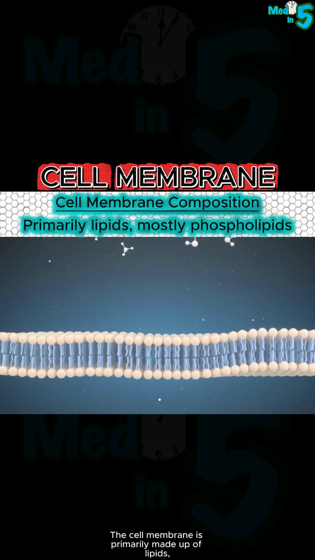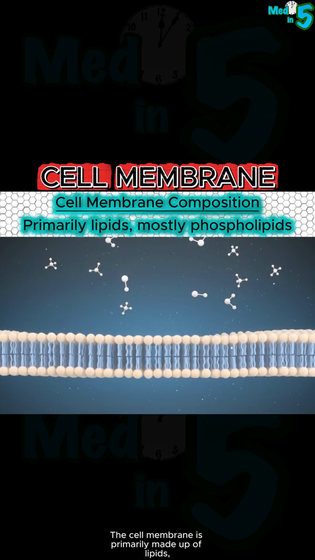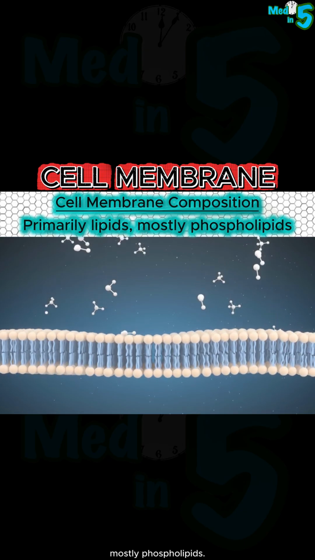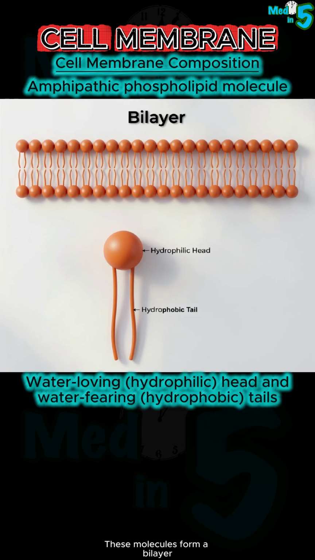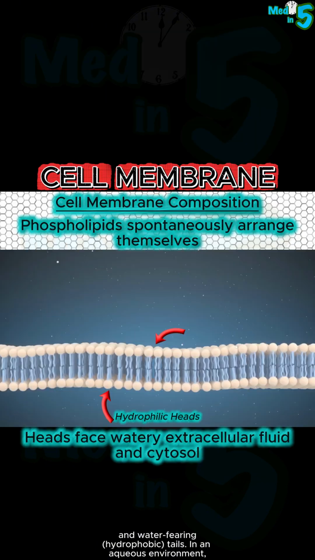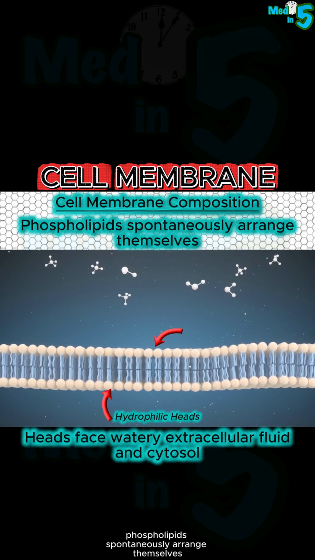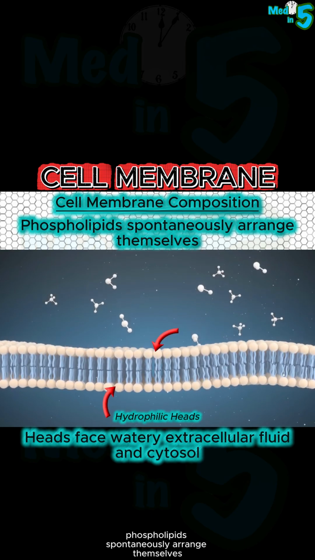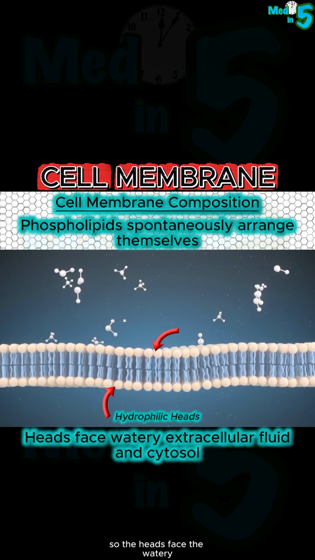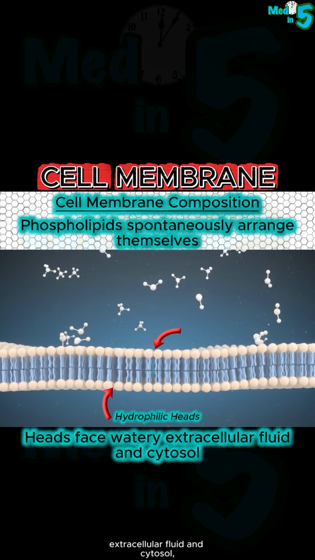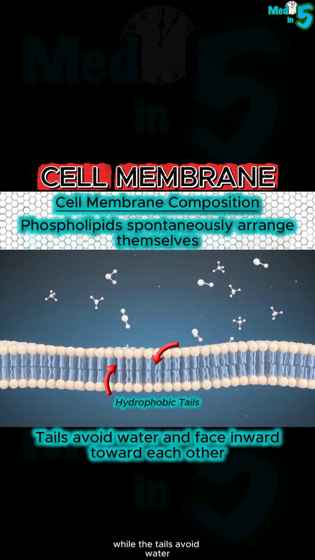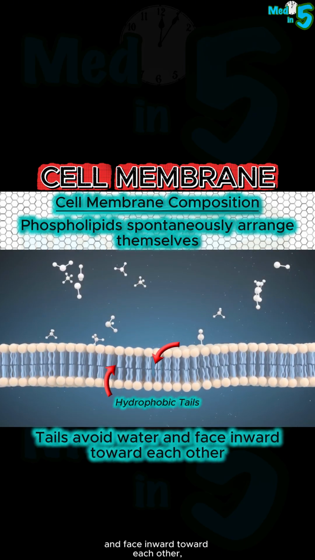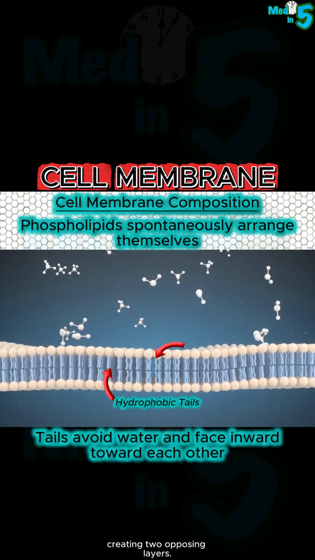The cell membrane is primarily made up of lipids, mostly phospholipids. These molecules form a bilayer because they're amphipathic, meaning they have a water-loving head and water-fearing tails. In an aqueous environment, phospholipids spontaneously arrange themselves so the heads face the watery extracellular fluid and cytosol, while the tails avoid water and face inward toward each other, creating two opposing layers.